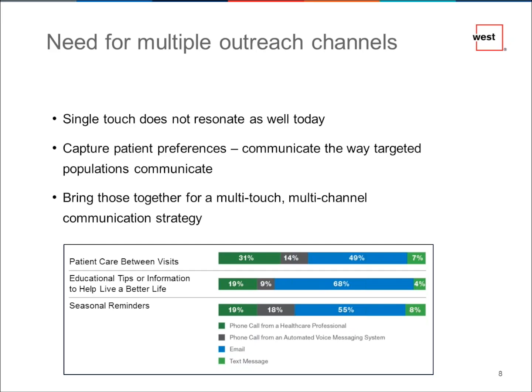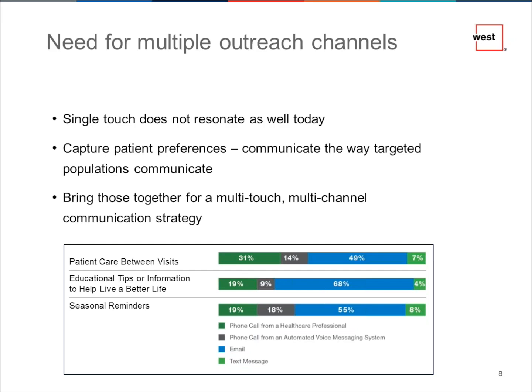So patient care between visits, 70% of the people who responded, 69% of the people who responded there said they prefer to hear about that through an automated channel. So the darker green there, that's a phone call from a healthcare professional. That's just someone on the staff. The other 3 channels there, an automated call, email, text, those are all automated channels. And 70% said care opportunities between visits, they prefer just to get an automated notification about that.